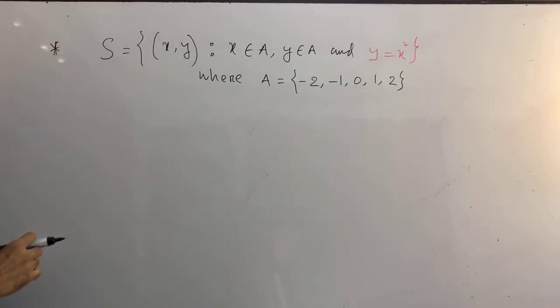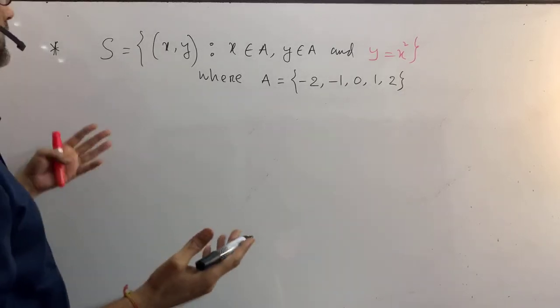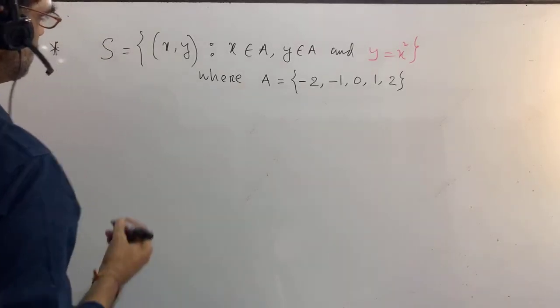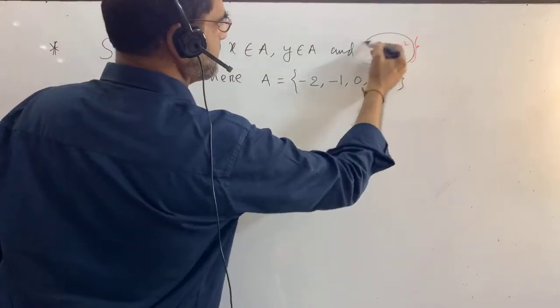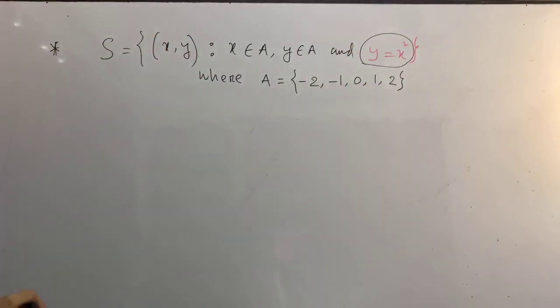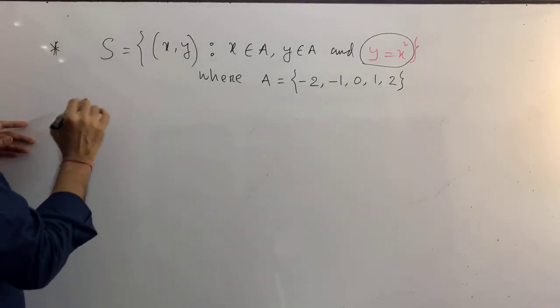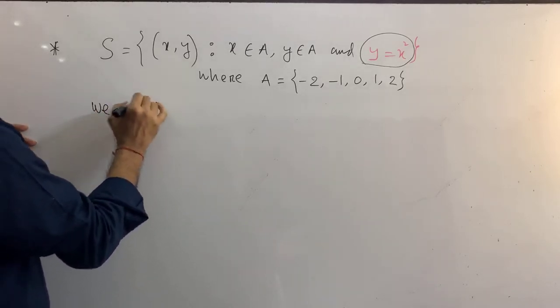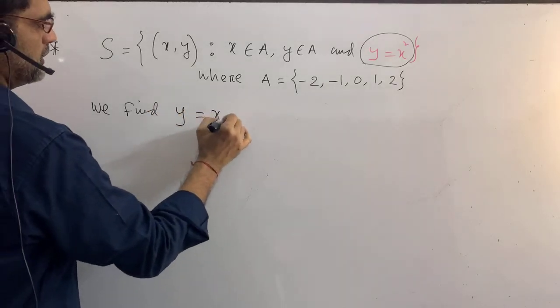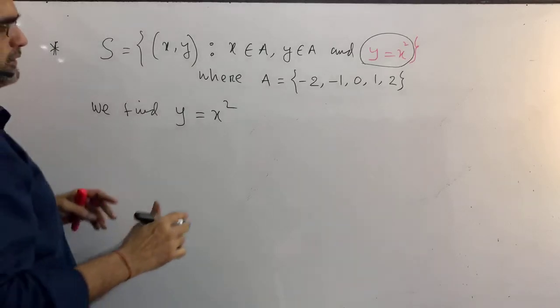It is given in the question, in a question of 2 marks, to determine whether it is domain or you have to determine range. Okay, you see what is to do. At first you have to get this y equals to x square. You see, write down. At first you have to write down, we find y equal to x square.